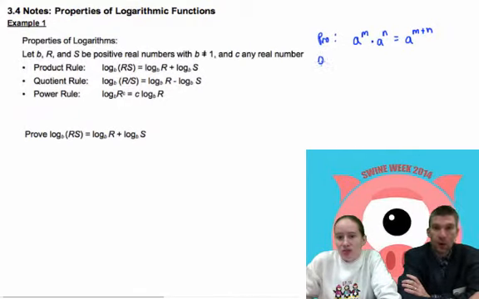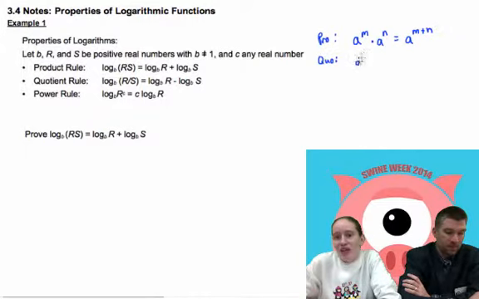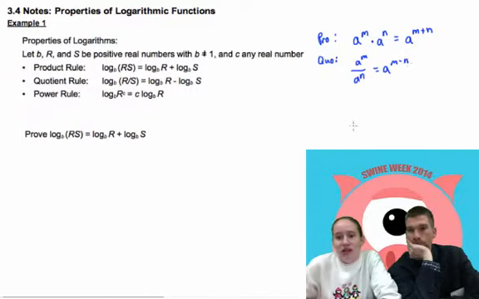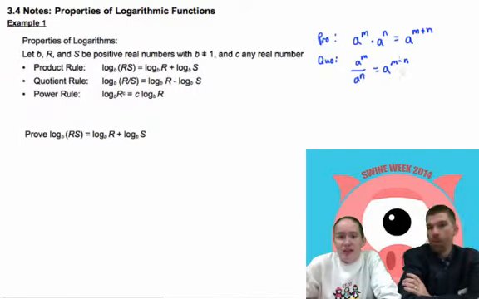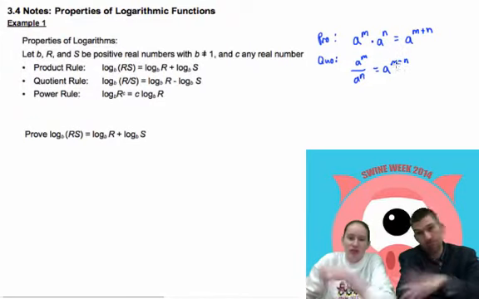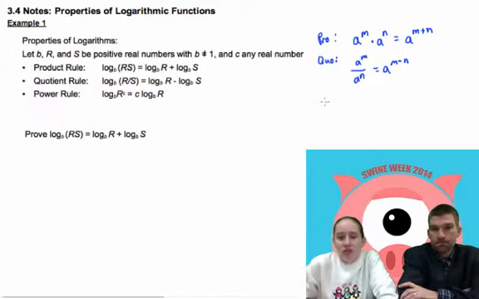The quotient rule. Is this going to be the quo? The pro quo. Is that if we have them being divided, instead of adding the exponents together, we subtract them. And so that's like where you cancel things out, right? Like x to the 6th over x to the 4th is x squared. And then the power rule.